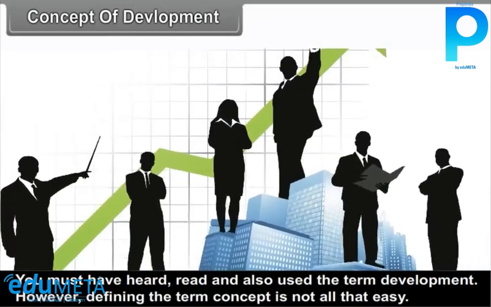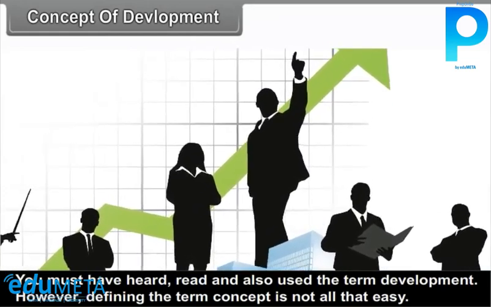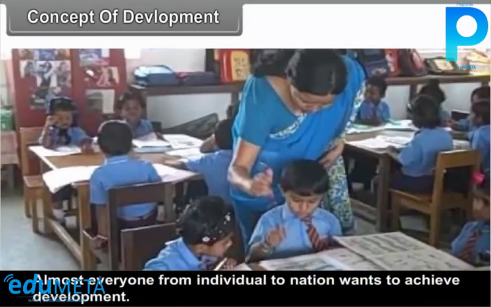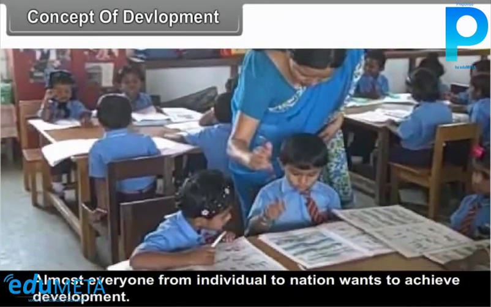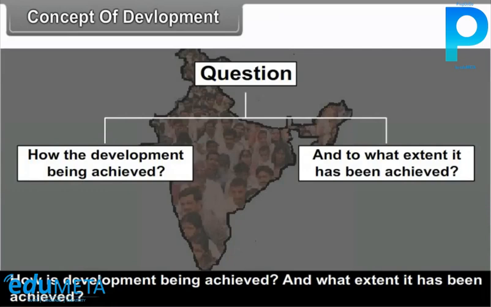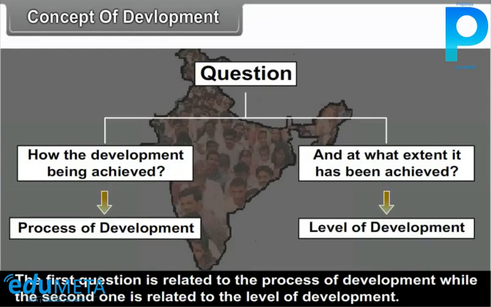(8.1) Concept of development. You must have heard, read and also used the term development. However, defining the term is not all that easy. Almost everyone from individuals to nations wants to achieve development. When we think of development, two questions arise: how is development being achieved? And to what extent has it been achieved? The first question is related to the process of development, while the second one is related to the level of development.